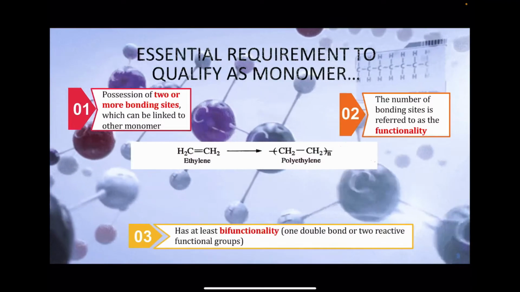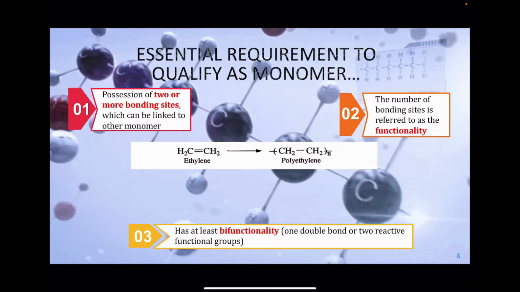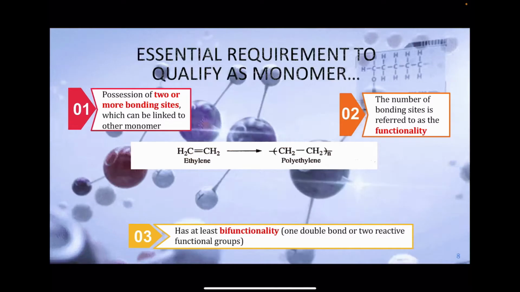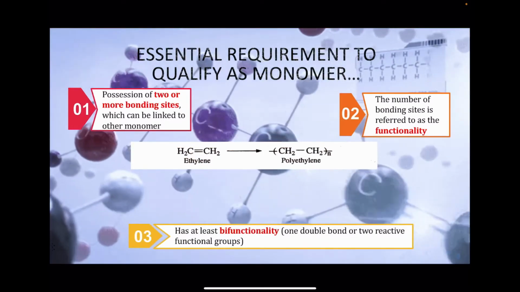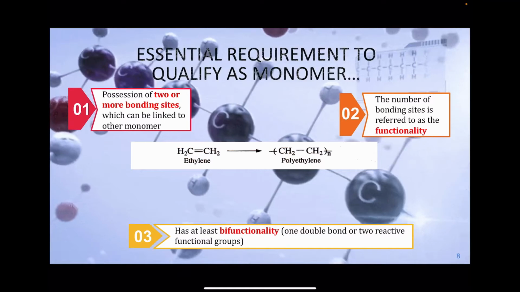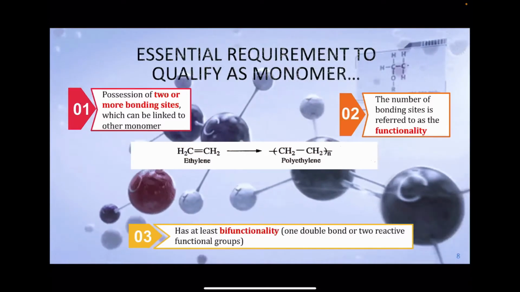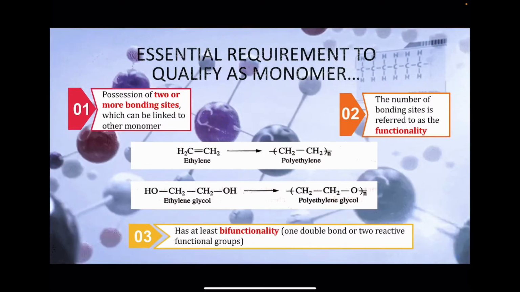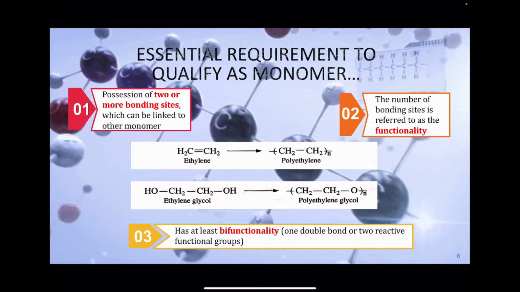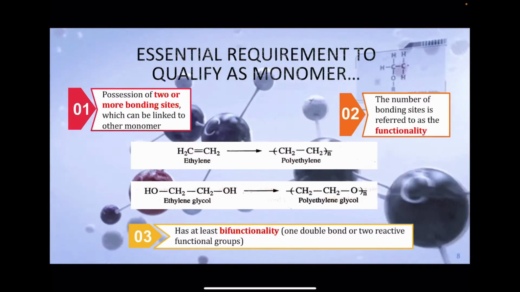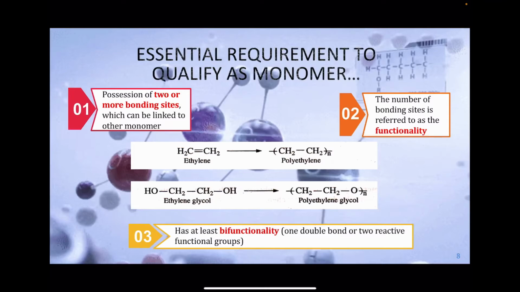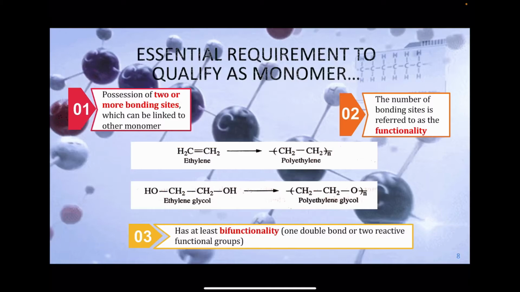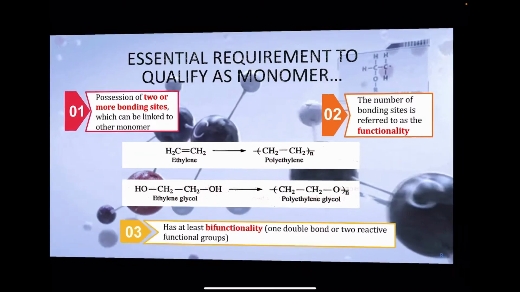For example, ethylene. Ethylene can become a monomer because it contains a double bond. The double bond will open up and become two bonding sites which can be linked to another monomer. Second example, ethylene glycol. This ethylene glycol contains two reactive functional groups because it has two hydroxyl groups. The hydroxyl groups will become the bonding sites that can be linked to another monomer to form the polymers.